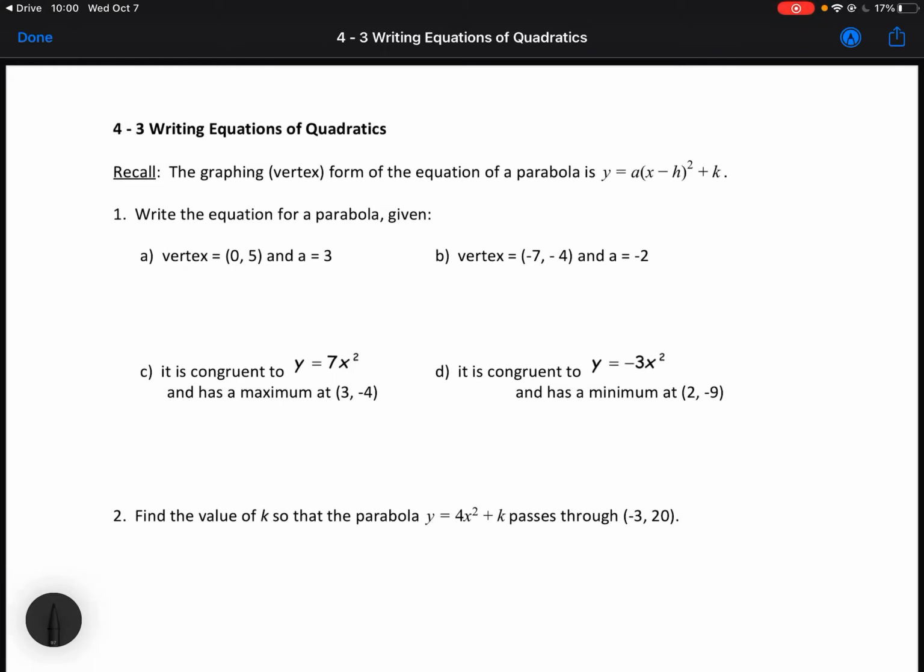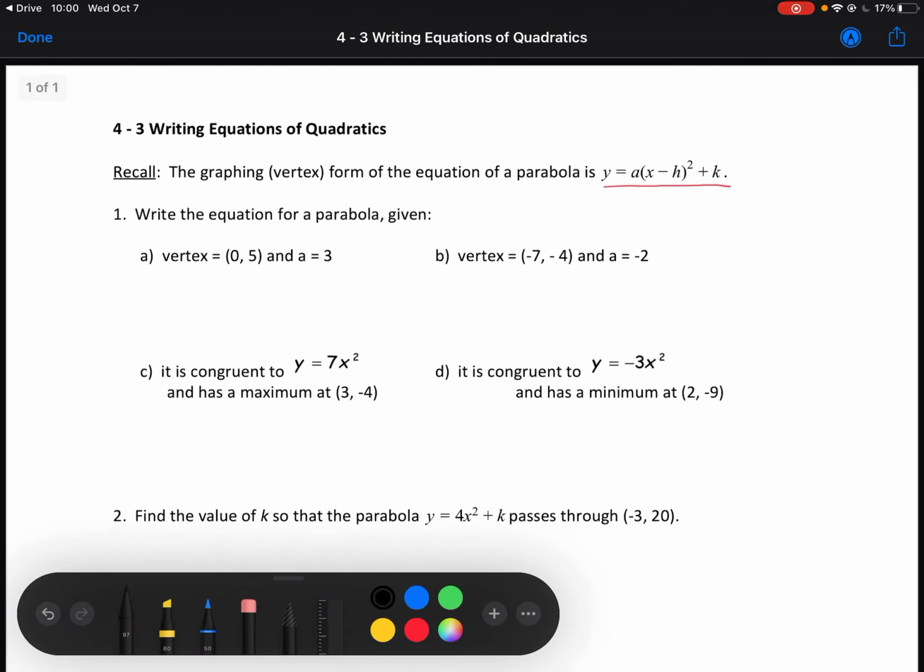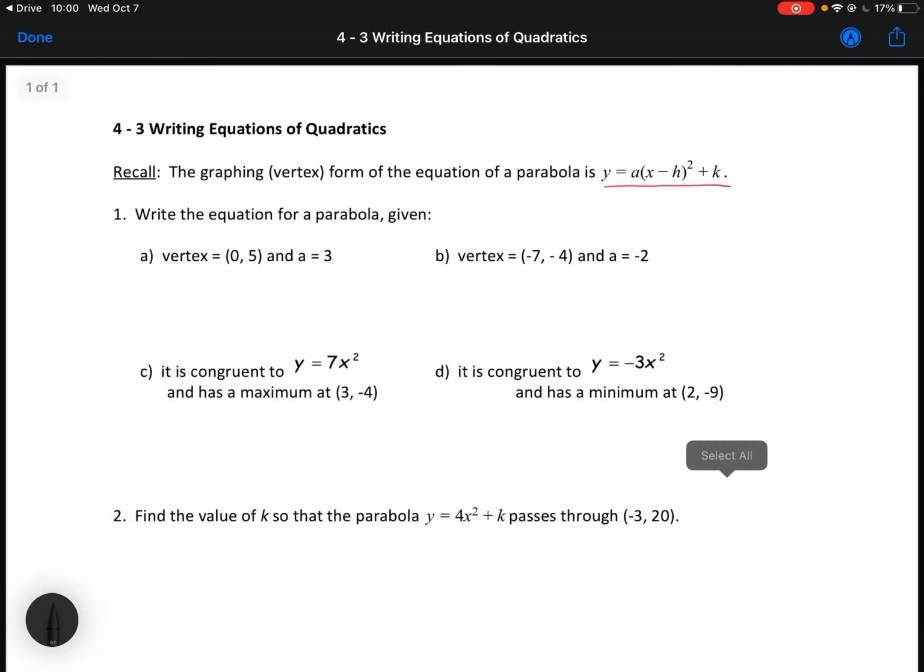Now that we've done a few examples of graphing quadratics, we want to be able to write the equation of the quadratic. If you remember, the graphing form is y equals a times (x minus h) squared plus k. The first thing you should be able to do is write the equation for a parabola given various information. Here I have my vertex, h and k, and then my a value. So I can plug those right into my equation. My a value, (x minus 0), I don't need to put that in, and then plus k. So my equation would be y equals 3x squared plus 5.